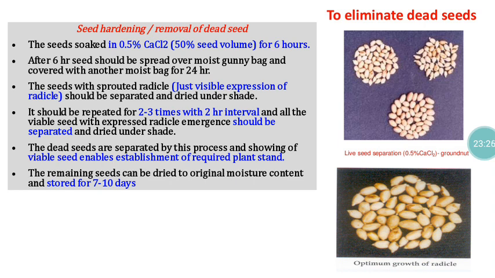Whatever material is ready for radical protrusion, we have to collect. We have to do that process once in 2 hours. We collect them and reduce the moisture content to the original level, and the seeds prepared in that way we can store for about 10 days.